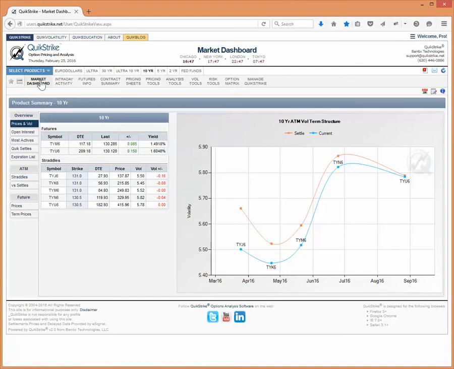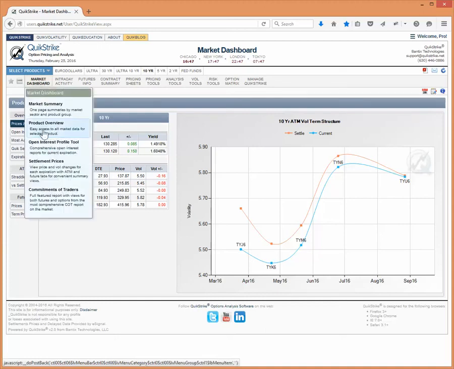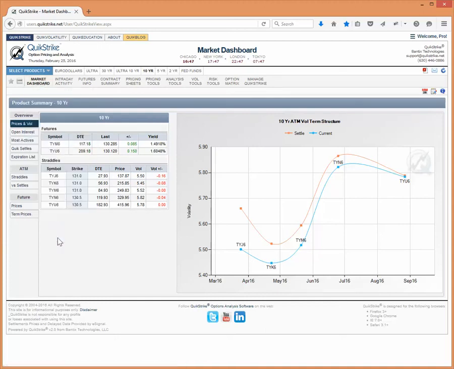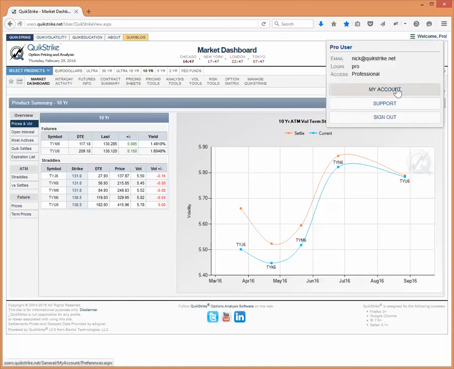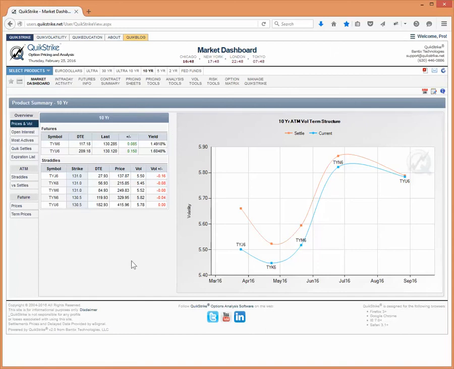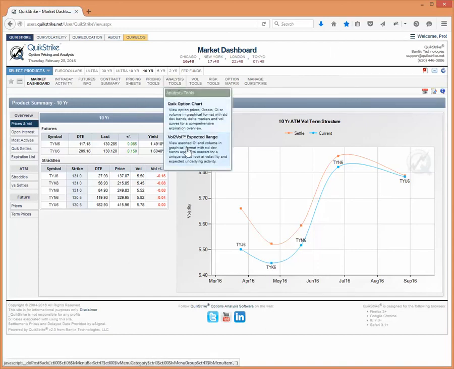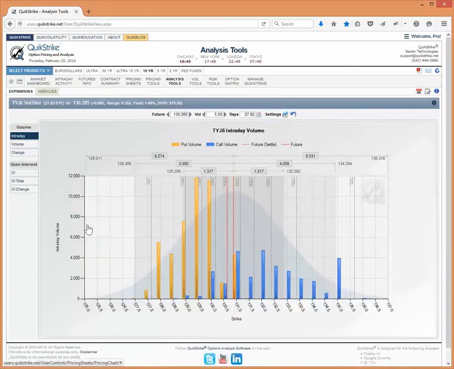Before we get started, let's review where we land when we log into quick strike for the first time. Again, we're on the market dashboard product overview. This is for the 10-year, and we can set our favorite product group and favorite product in the My Account Preferences section. So we're getting our bearings of where we are when we start. Let's jump right in and take a look at the expected range tool.